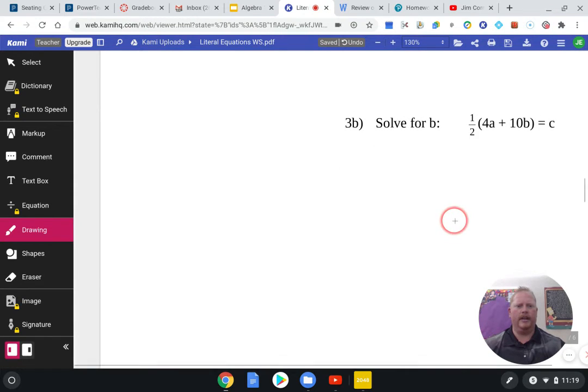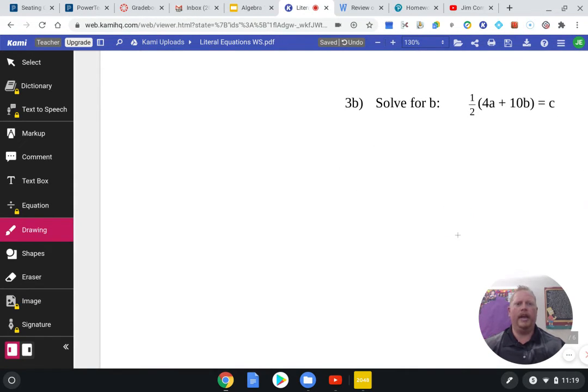Let's try this example. Again, we've worked with a parenthesis before. This time we have a fraction in front of it. Shouldn't really change much of anything. I'm going to distribute the 1/2. Half of 4a is 2a. Half of 10b is 5b equals c.